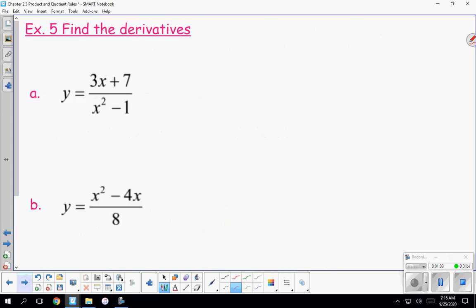So if you go over to example 5, there's actually a typo here in part B, but we'll talk about that in a second. When we take the derivative here, there's no way to rewrite this. So we're going to start with the top and move towards the bottom. So the derivative of y is going to be the derivative of the numerator, which is just 3. And then the denominator is going to carry down. And then we're going to subtract, because this is the quotient rule.